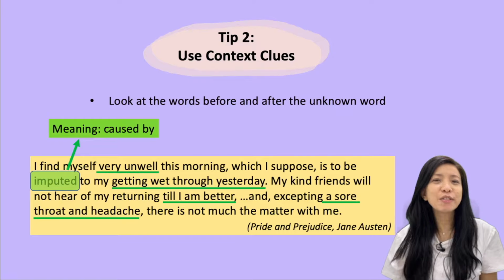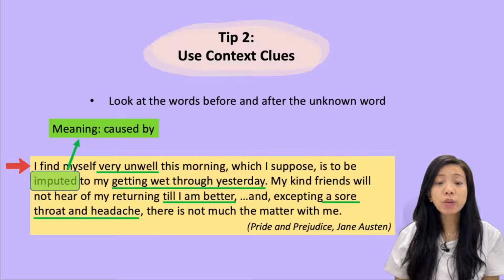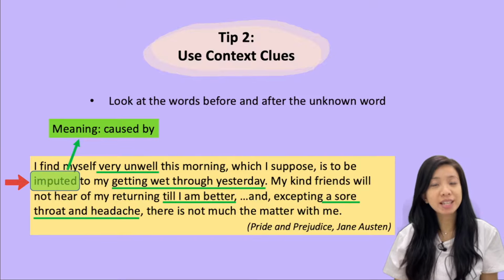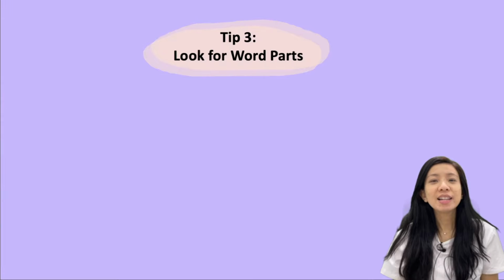So I can kind of guess that imputed means something like caused by. So I'm going to read the sentence and replace imputed with caused by. I find myself very unwell this morning, which I suppose is to be caused by my getting wet through yesterday. That makes sense, doesn't it? Let's go on to tip 3.